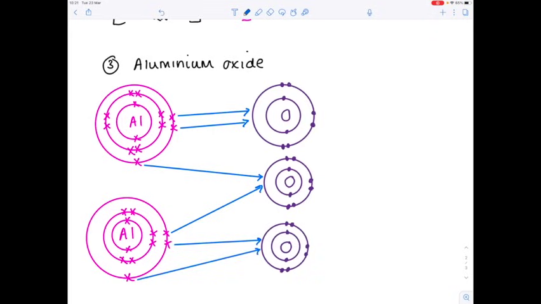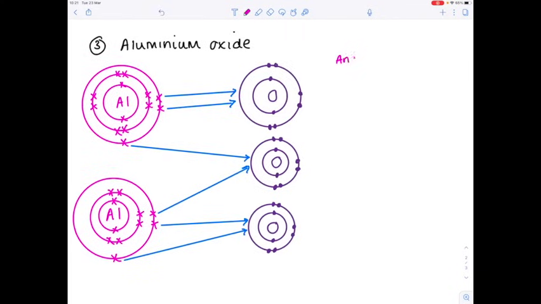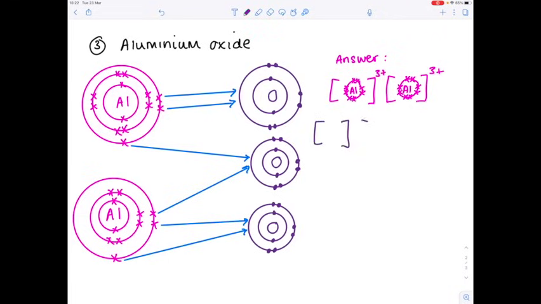So we're actually ready to draw our final answer with the square brackets. And I'll draw it here on the right hand side, quite small, so you can see the working together with the answer. So here's our aluminiums, there's 2 of them. Let's label them. As we expect, they have a full outer shell. Now in terms of their charge, notice that they've both lost 3 electrons, which means they have a net positive charge of 3. Now we're ready to draw oxygen, so we know we need 3 of them.